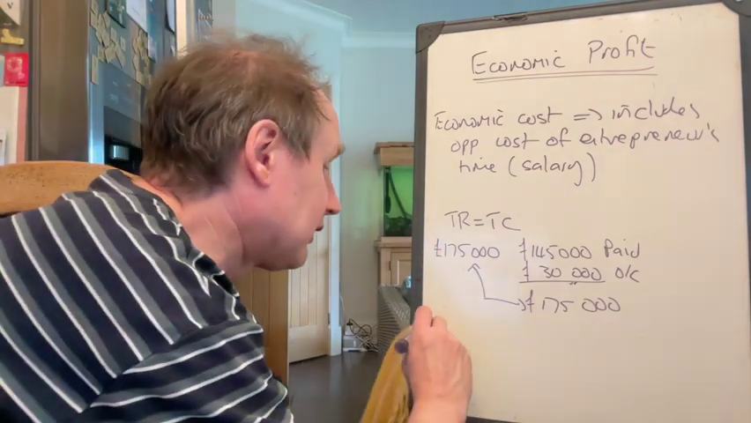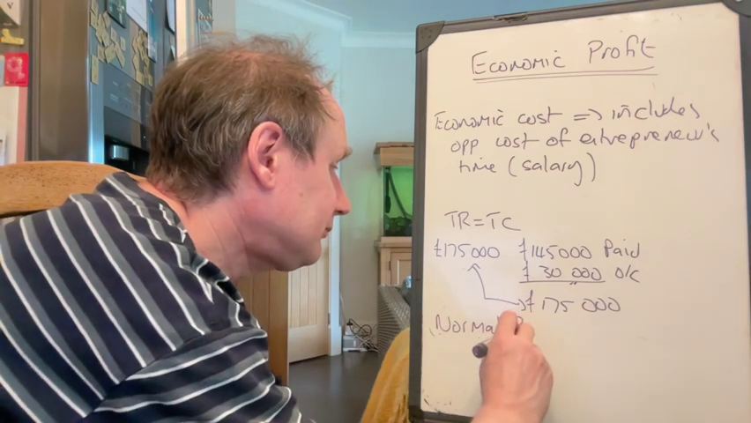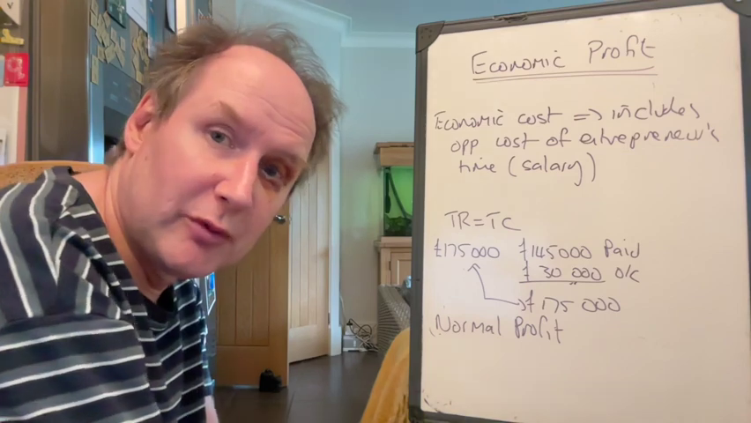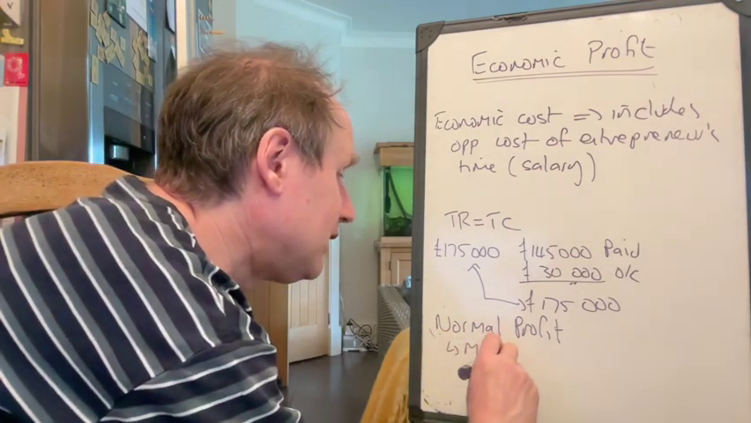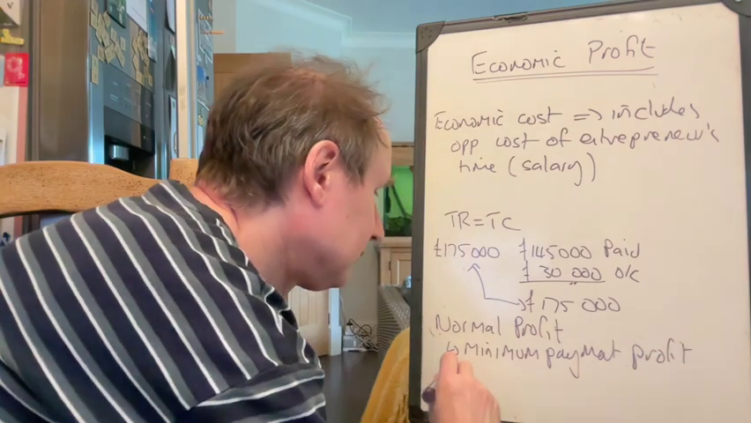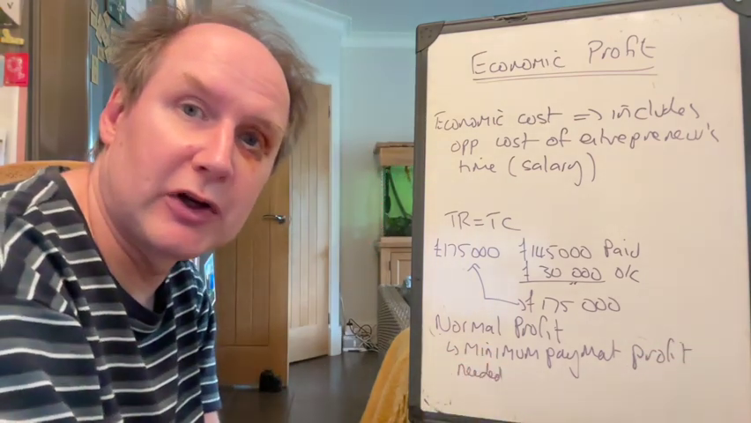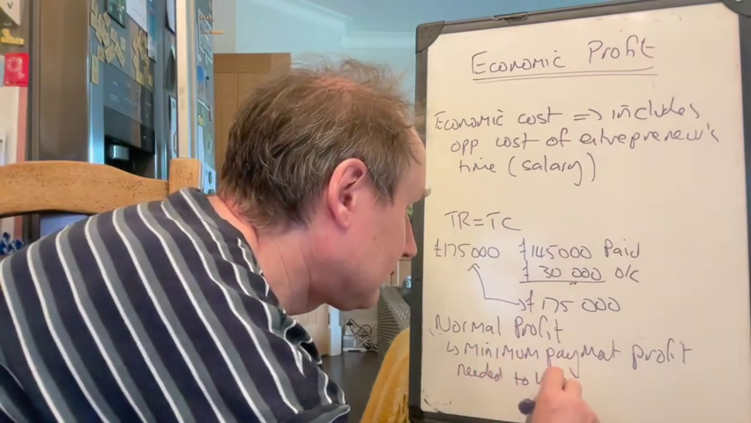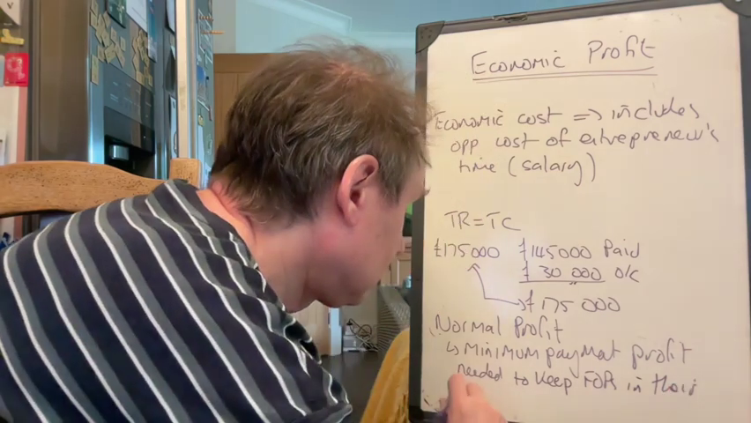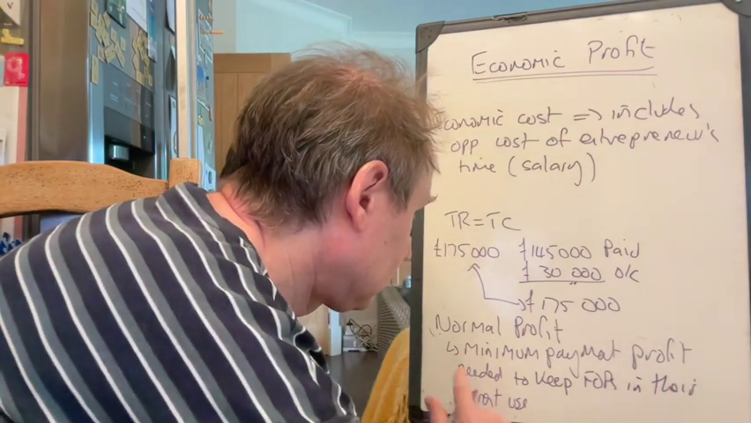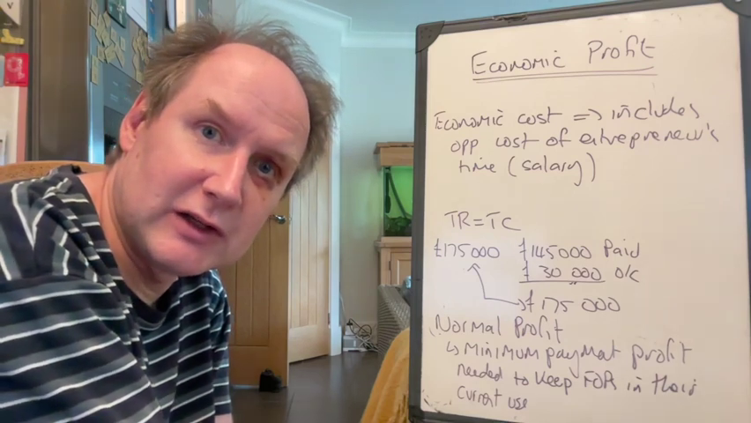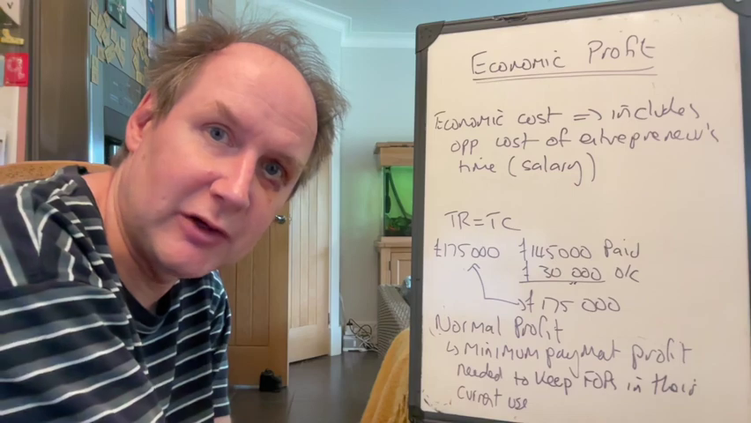If total revenue equals total cost, this is called normal profit. So it's not zero profit. Where total revenue equals total cost, we're making just enough to stop me from leaving. A normal profit is therefore defined as the minimum profit or minimum payment needed to keep factors of production in their current use. So it's the minimum profit needed to stop the entrepreneur from leaving, from saying, I will go and be a waitress in a cocktail bar and so on and so forth.